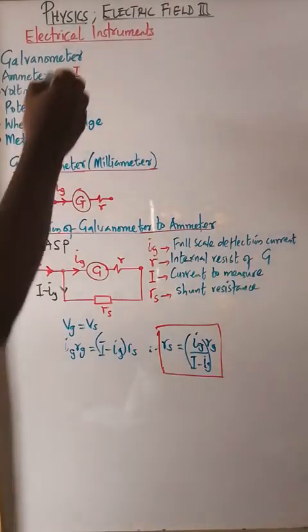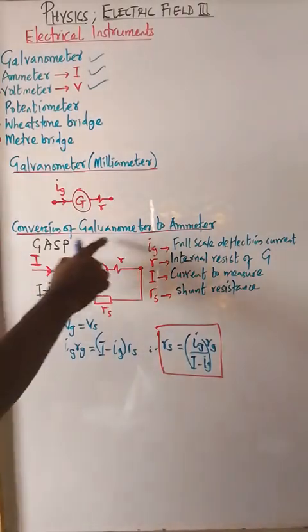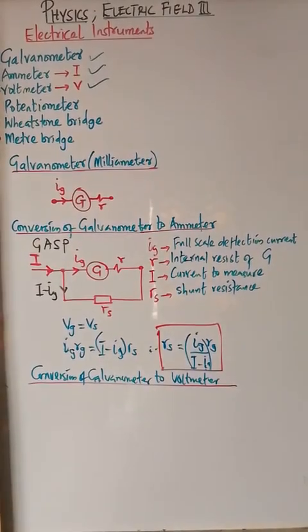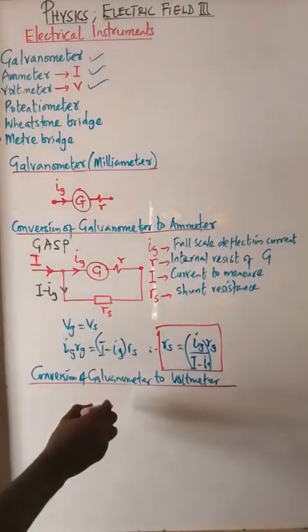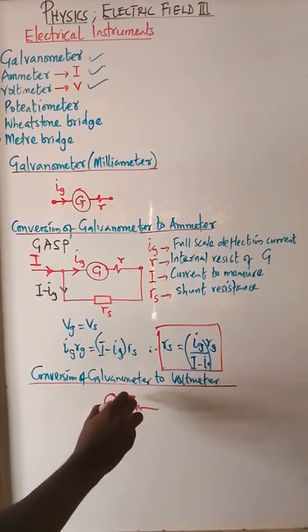So galvanometer to ammeter. Next is voltmeter. Conversion of galvanometer to voltmeter now. How can we make galvanometer measure large voltage? Now suppose this is the galvanometer with internal resistance R.